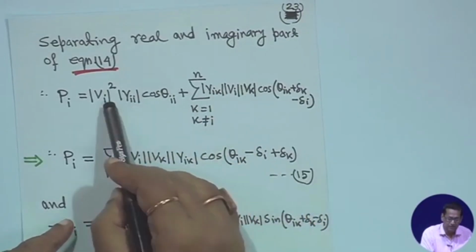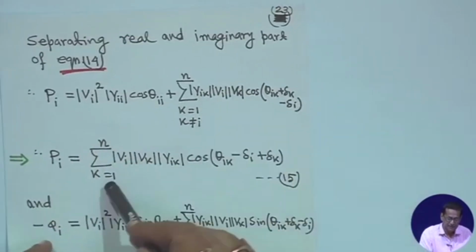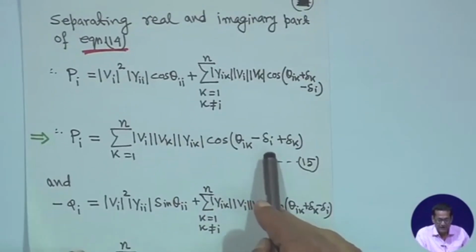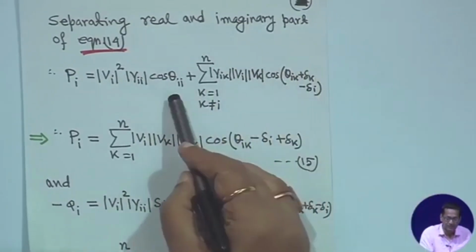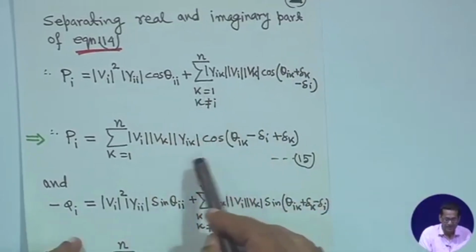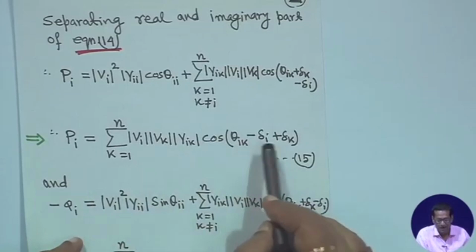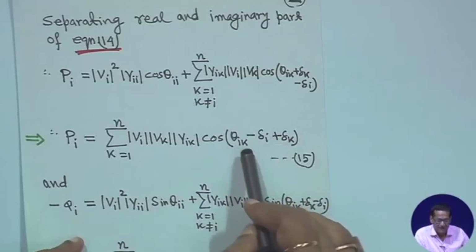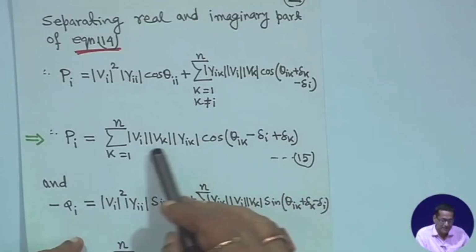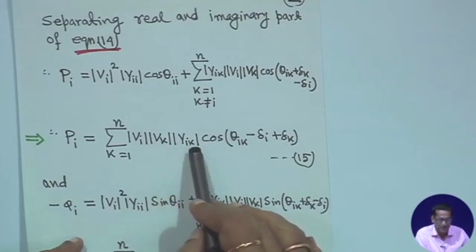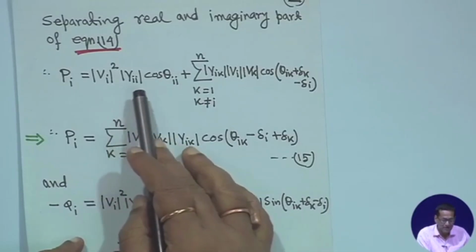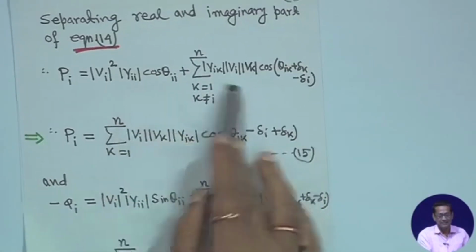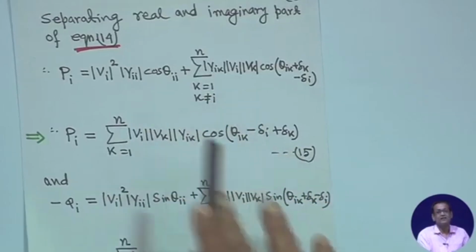Now, if we want to include this term in the summation, it will be k = 1 to n of V_i V_k Y_ik cos(θ_ik − δ_i + δ_k). When k is equal to i, the delta terms cancel, so cos θ_ii remains, and V_i squared and Y_k equal to Y_ii will be there. So V_i^2 Y_ii cos θ_ii is taken inside the sigma from k = 1 to n, and we remove this separate term.